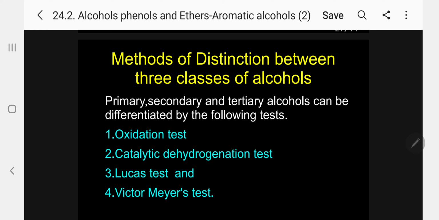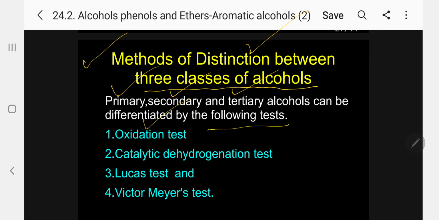So now I am going to discuss the methods of distinguishing between three classes of alcohol: primary, secondary and tertiary. Primary, secondary and tertiary alcohol can be differentiated by the following tests. Normally a question will be asked here, you should understand clearly. There are 4 important reactions or tests we are using.